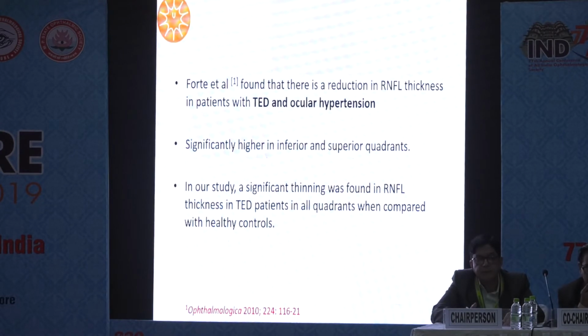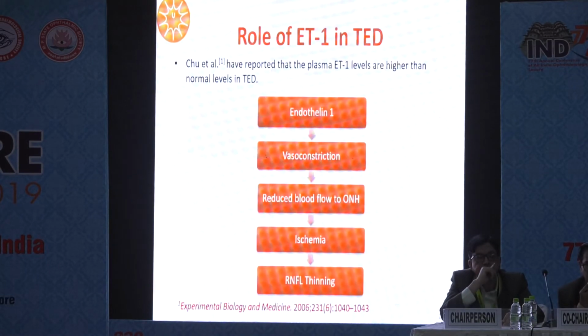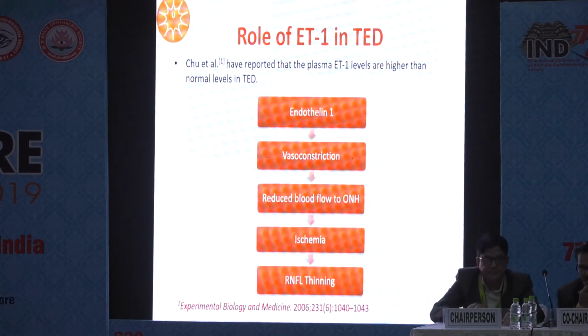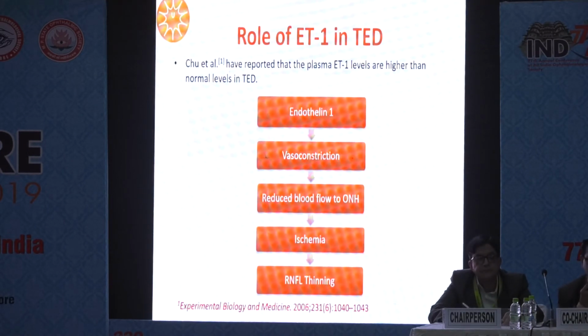Fort et al. found that there is a reduction of RNFL in patients with thyroid eye disease and ocular hypertension, and the reduction was higher in the inferior and superior quadrants. However, in our study, we found that the RNFL thinning was seen in all four quadrants. Apart from it, there are other factors such as endothelin 1. Chu et al. have reported that endothelin 1 levels are higher in patients with thyroid eye disease, which may result in ischemic damage causing RNFL thinning.